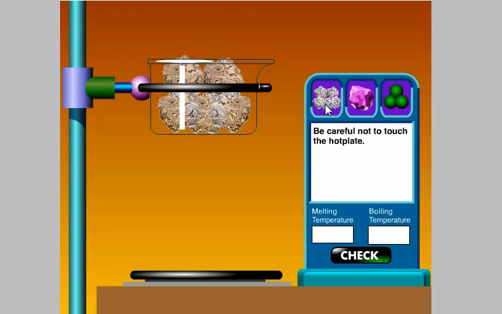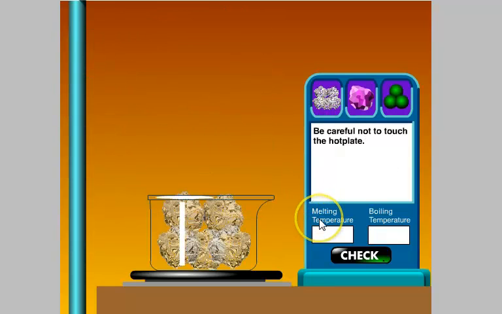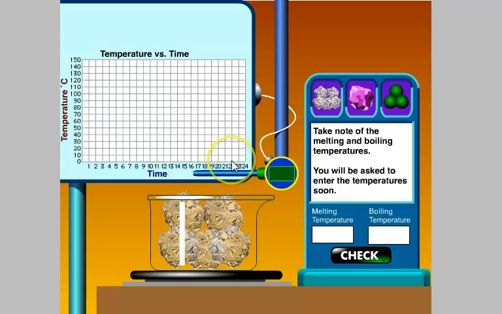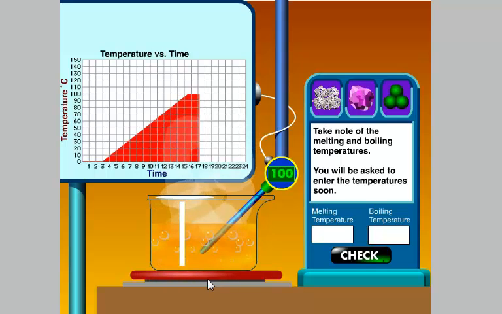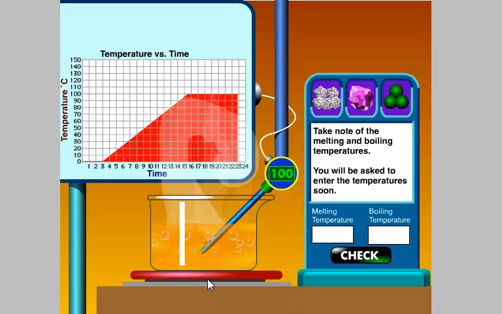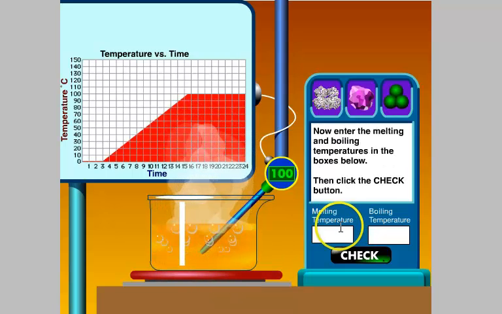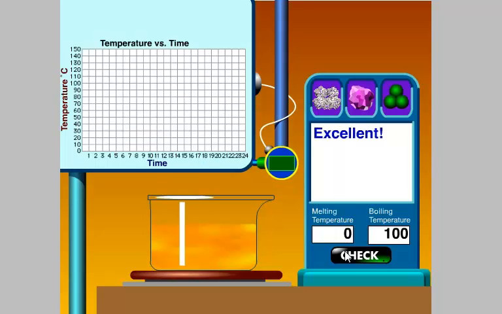So let's take this solid here. Oh, nice sound effects. And we are going to add heat. It's on a Bunsen burner. And we're going to add heat as it melts. And you can see that as time goes on and we add heat, its temperature goes up and up and up. And eventually, it starts to vaporize and its temperature levels off for a little bit. This is the vaporization point that we're at. And we see that it melted initially at the beginning at 0 degrees Celsius, and it boils here at 100 degrees Celsius. That's very similar to what water does.